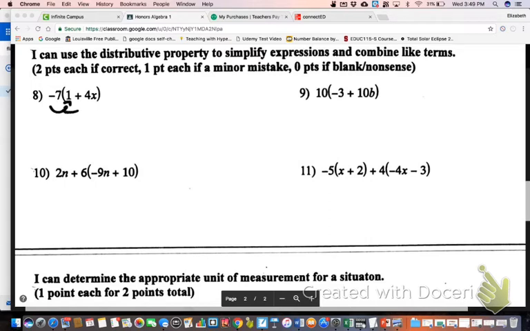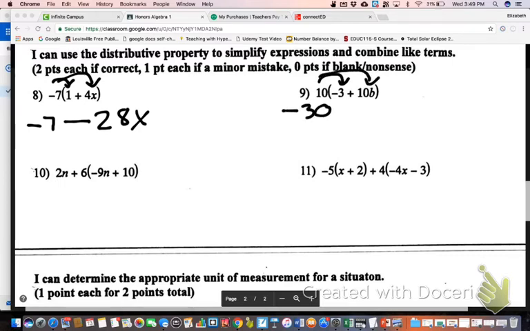So the distributive property, remember I got to take that 7 and distribute it to everything inside the parentheses because it means I'm multiplying. So negative 7 times 1 means I'm going to have a negative 7. And a negative 7 times 4, that is a negative 28x, not a positive 28x. So I should have negative 7 minus 28x. For number 9, I'm going to do the same thing. I'm going to distribute 10 times negative 3 is negative 30. And then 10 times 10b is plus 100b.